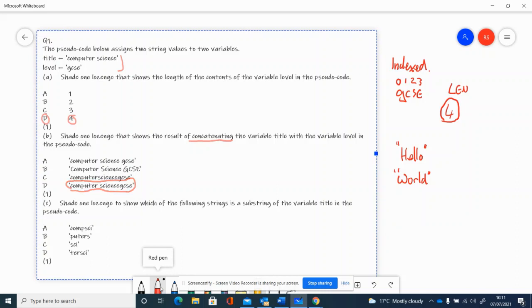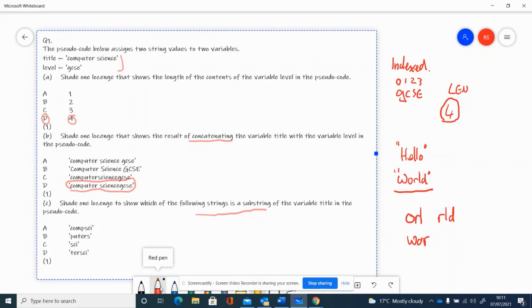The third one needs us to know something about substrings. So a substring is a string inside a string. So if we've got world here, a substring of world would be ORL or RLD or something like that, or WOR. All of those are substrings because they're actually contained inside that string. So what we're looking for is a substring that's in the variable title. Well, title is computer space science.